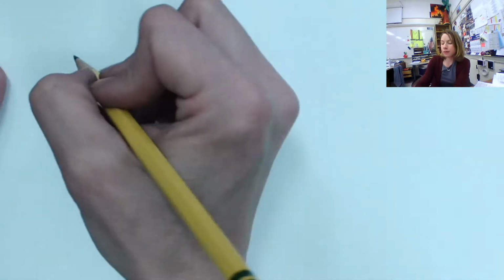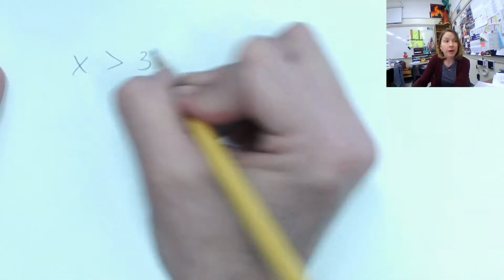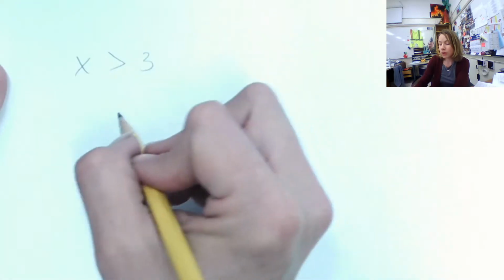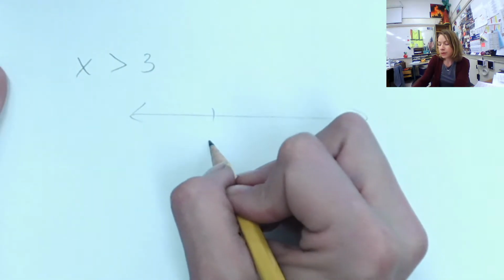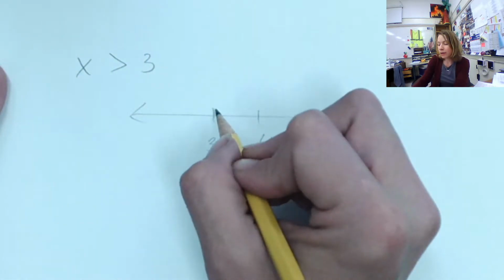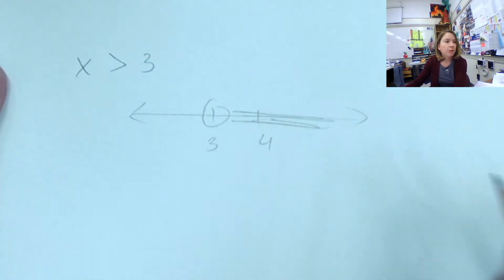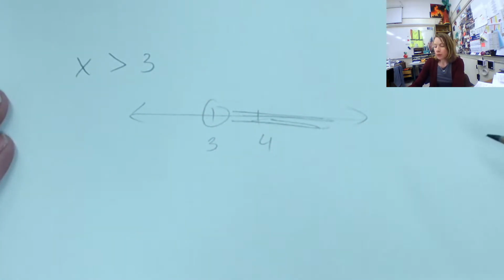Hello again. So in the previous video, we looked at how to solve an inequality and what an inequality is. If I know that x is greater than 3, then I know that I'm dealing with all of the numbers that are greater than 3 on the number line. We looked at that and we looked at solving them.